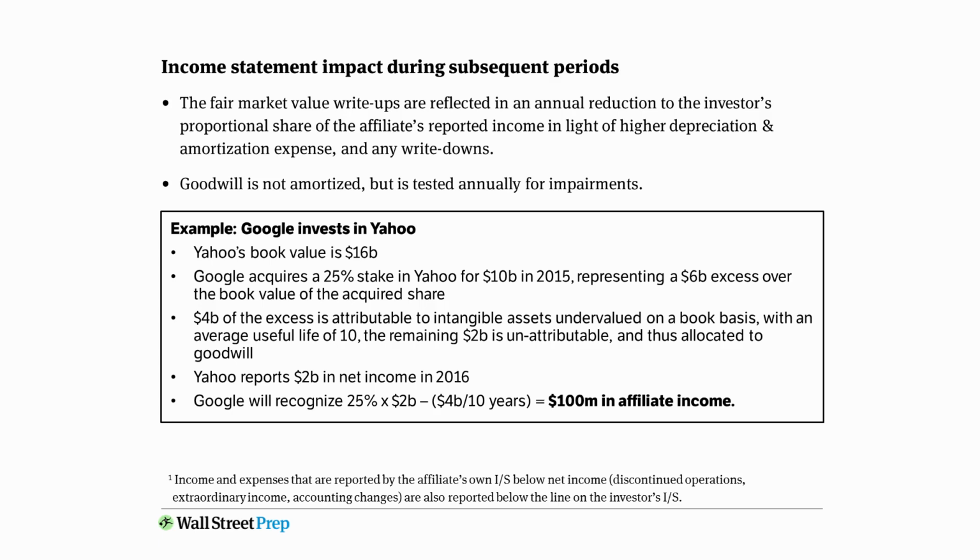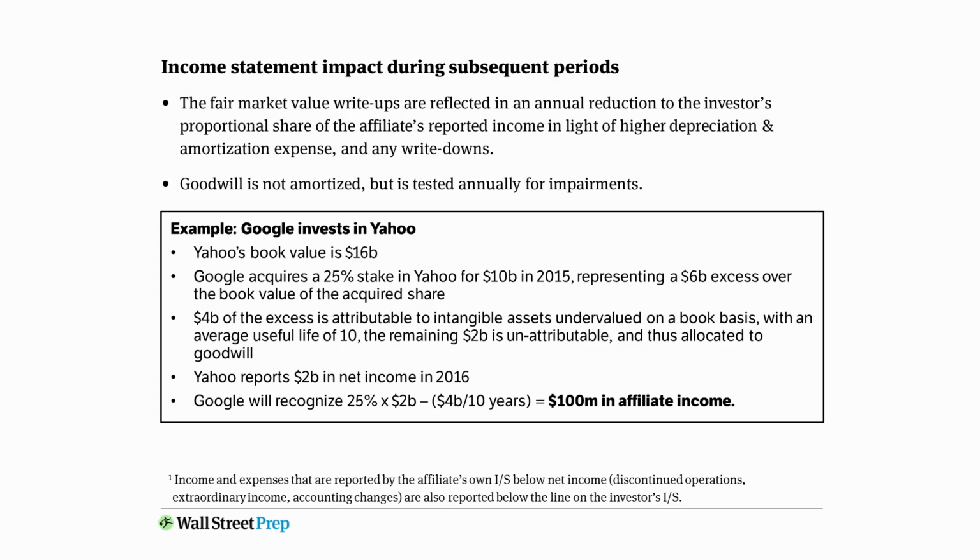And that happens quite frequently. Companies often pay significantly above the book value of the net assets that they're acquiring. Once we've recognized that Google has spent $10 billion for a stake that justifies on a book value basis only $4 billion, the next question becomes, where does that $6 billion excess go? How is that allocated on Google's financial statements?